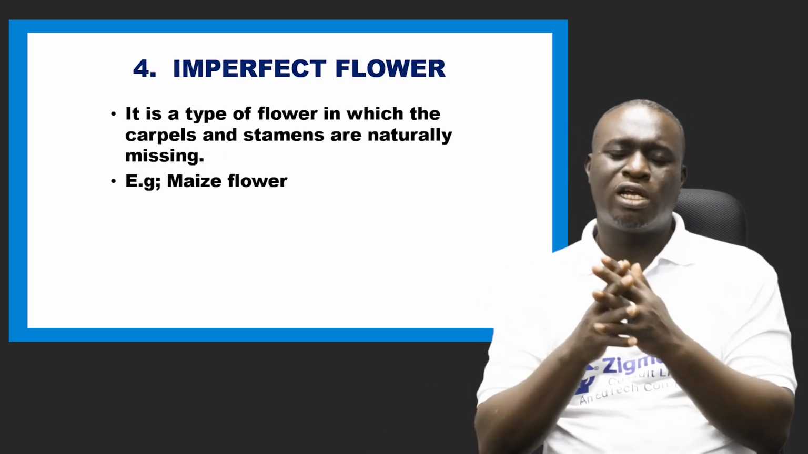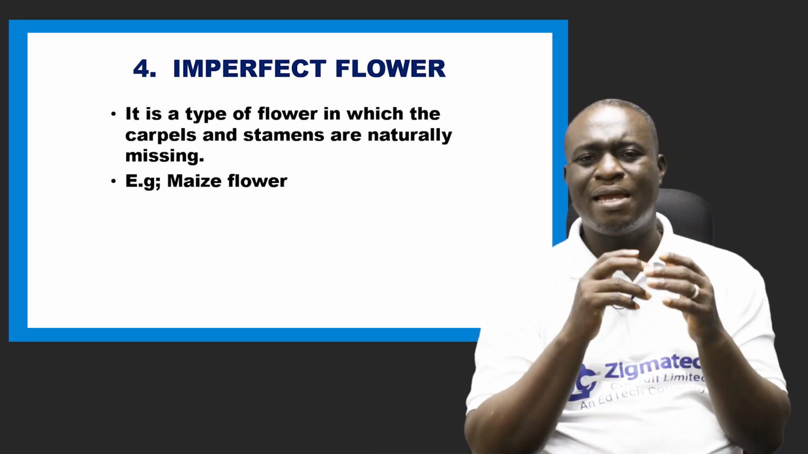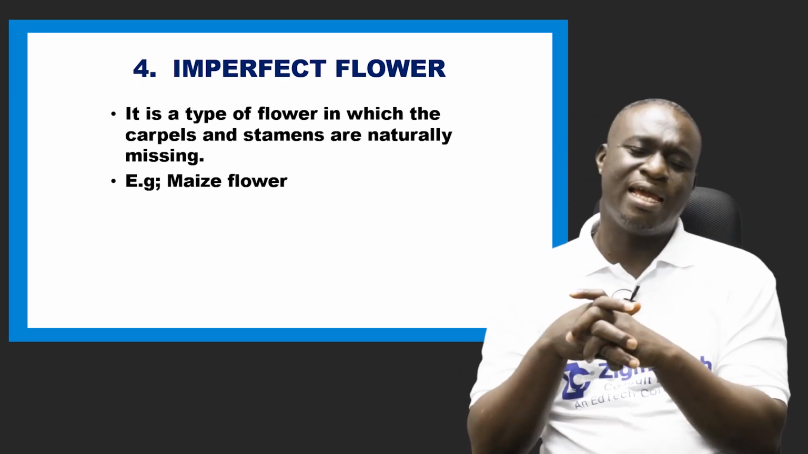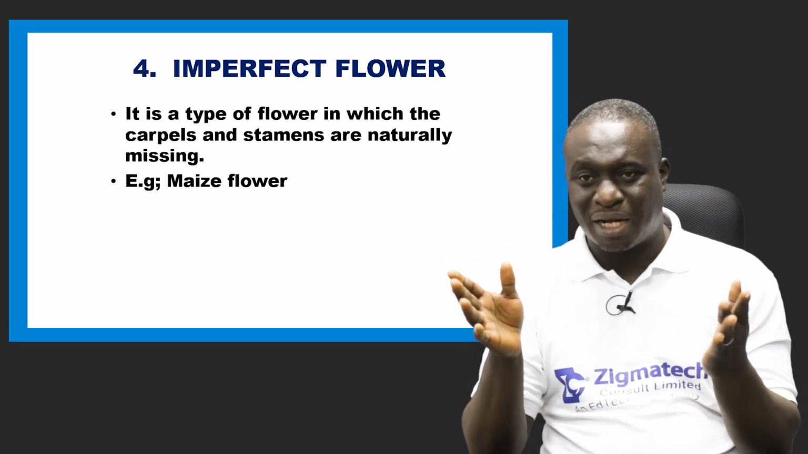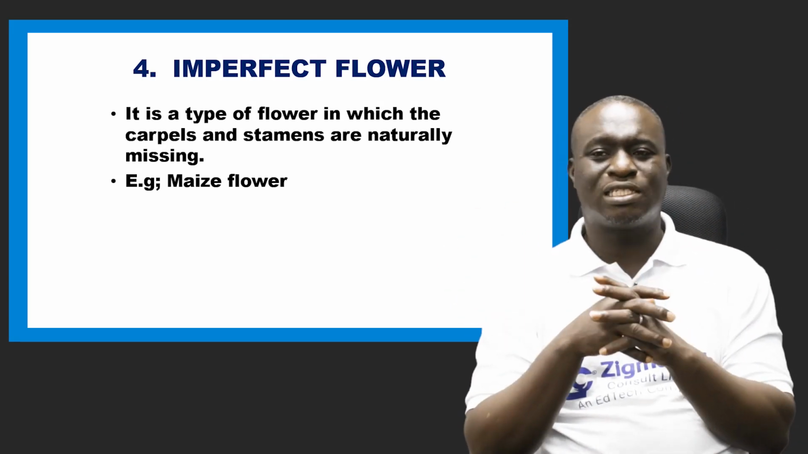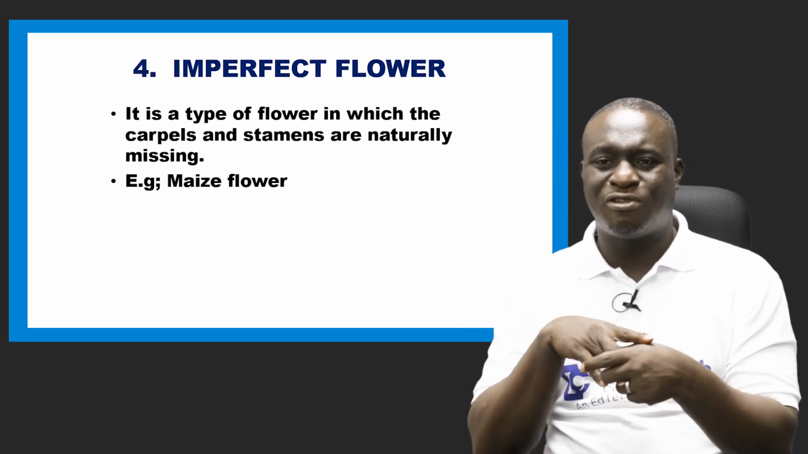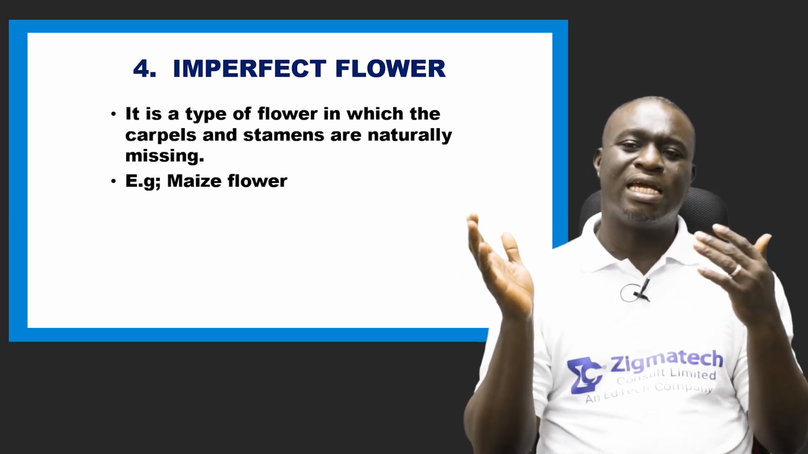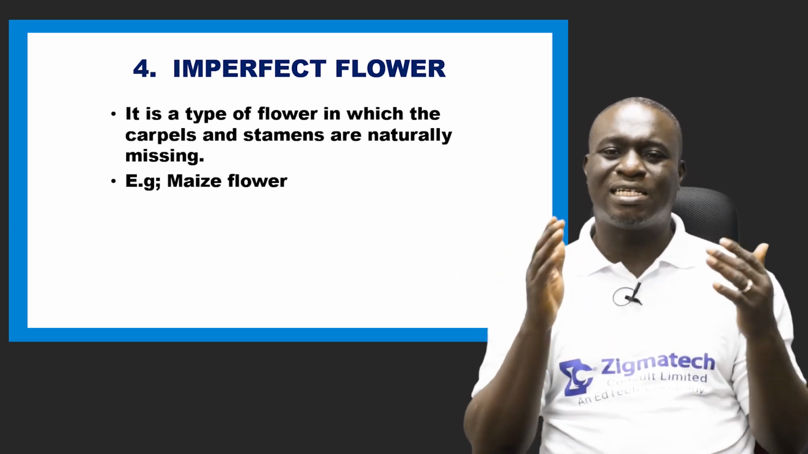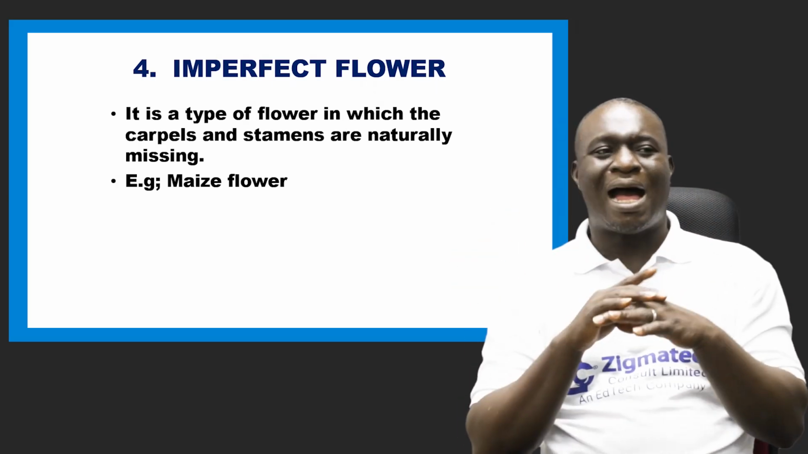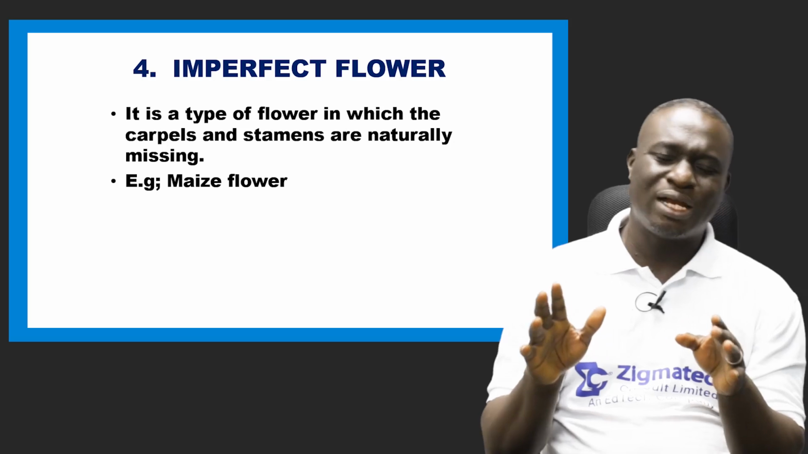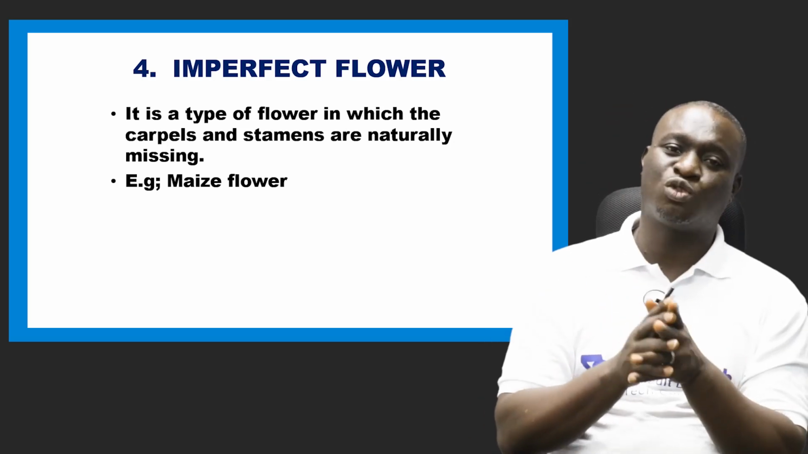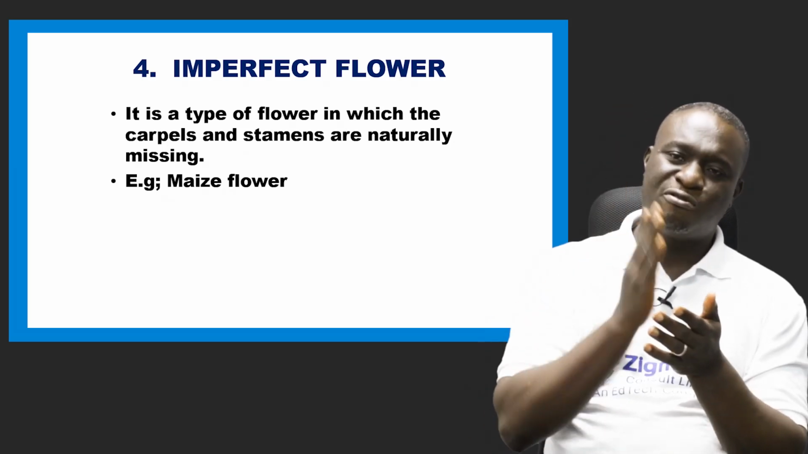Now, number 4 is what we call the imperfect flower. I believe you can guess why it is imperfect. The reason it is referred to as an imperfect flower is that it is a flower in which the carpels or the stamens are naturally missing. When they are naturally missing, it is referred to as what? An imperfect flower.